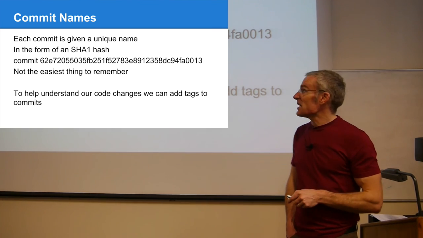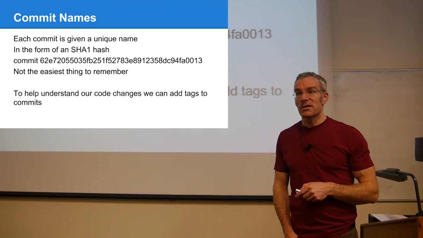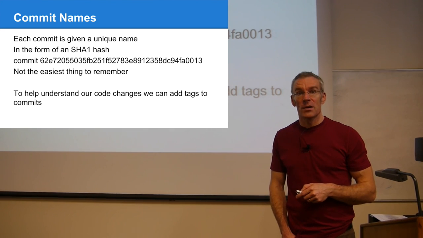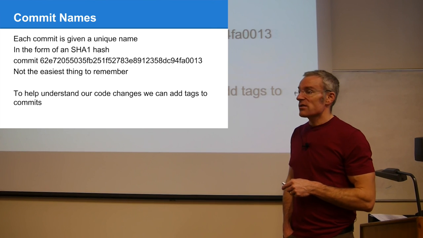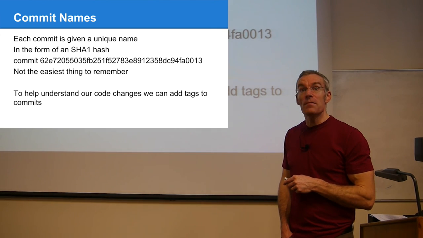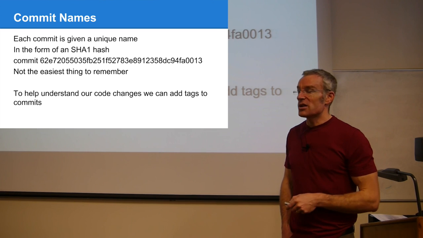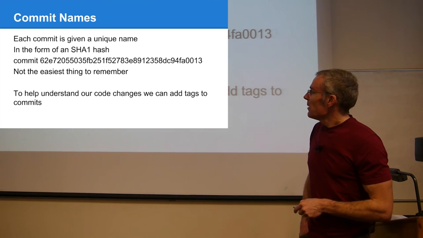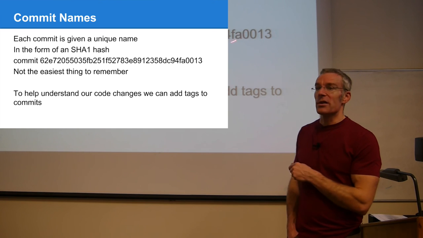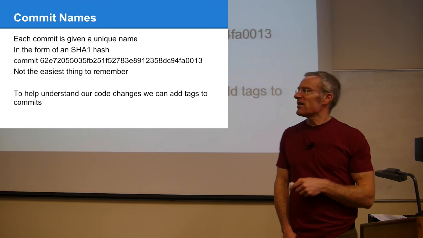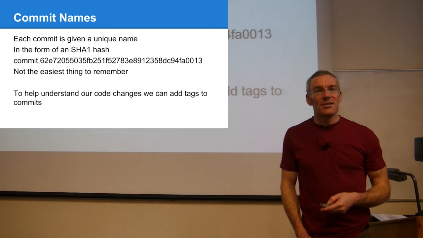But it also uses these hashes to flag commits, to label commits. And that hash describes all the changes that you've made in that commit as an encoded string. But unfortunately, they're not the easiest things to remember, are they? Oh yeah, that commit, that was last week. Not easy things to remember.